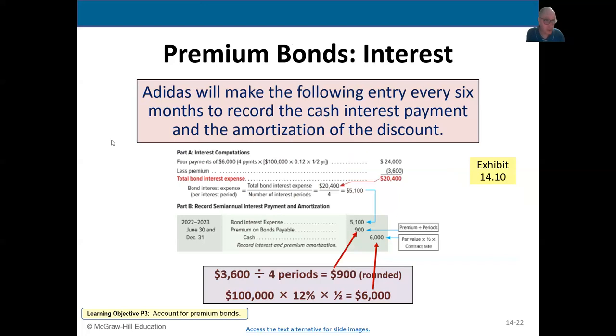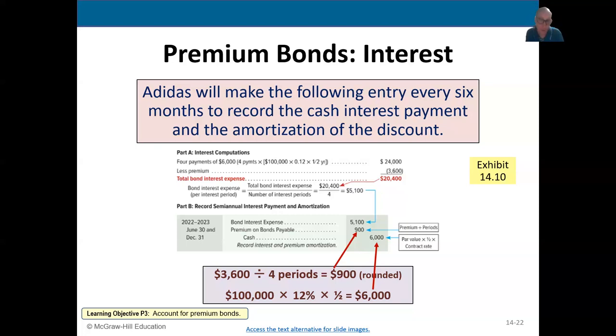The interest payment. This is the fun part. The interest payment. Notice how this works. Four payments. $100,000 face value times interest rate 12% times time, half a year, is $6,000. Four payments over the life of the bond, $24,000 total.